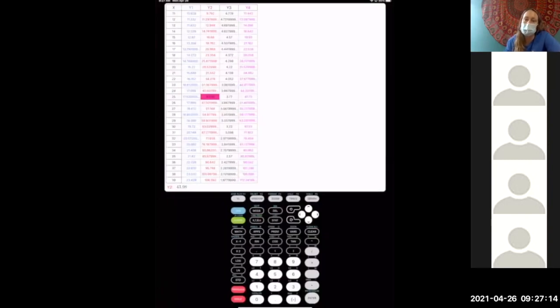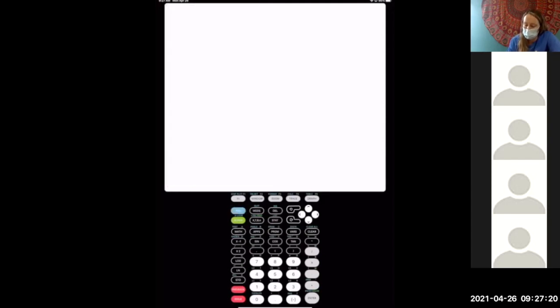To get out of the table, I press second, quit, and quit is the button right next to second. And I'm going to plug in negative 1.6 divided by 8. And that's negative 0.2. And let's say I don't really know what that is as a fraction.